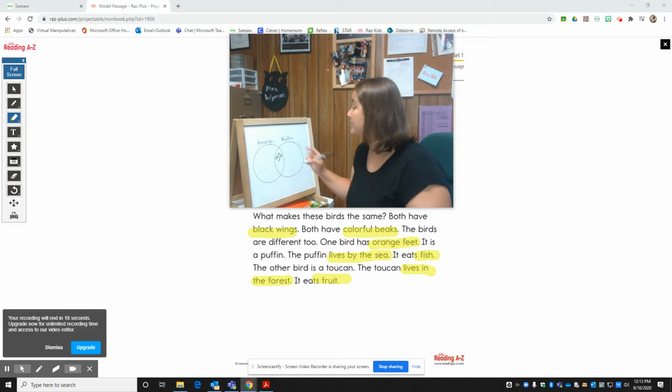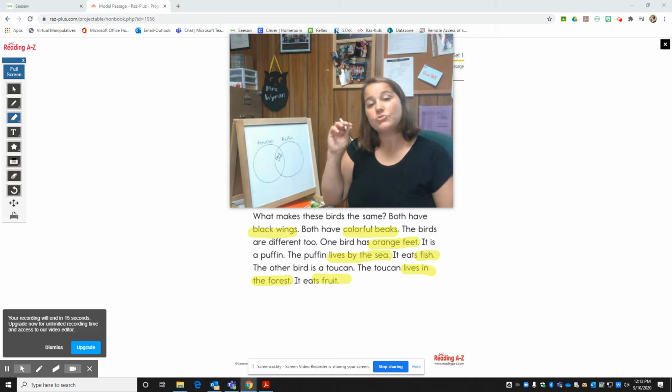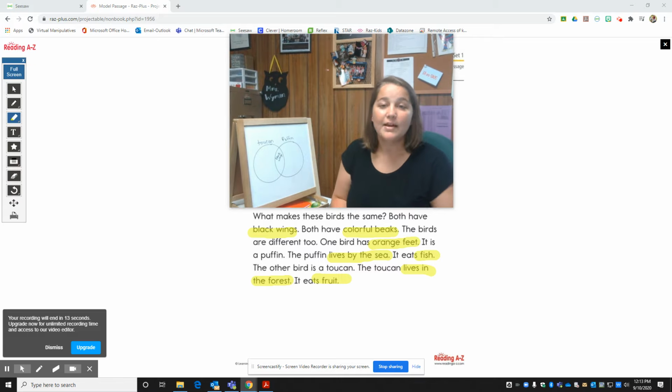The puffin lives by the sea. I would put it on this side. So I'd go through each highlighted item and put them where they go. So I hope that helps you with comparing and contrasting.